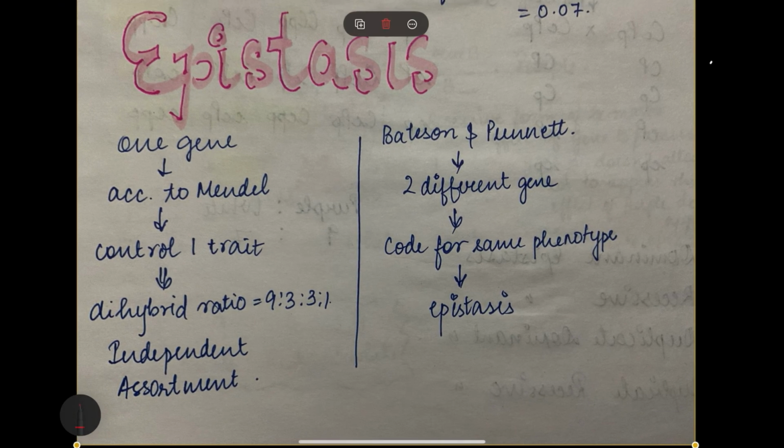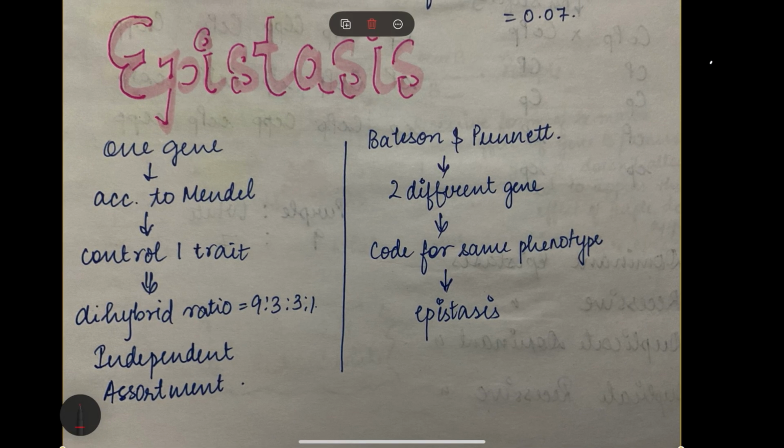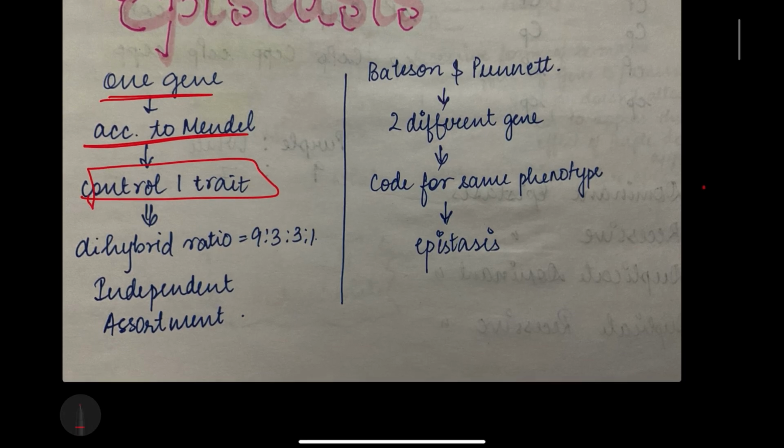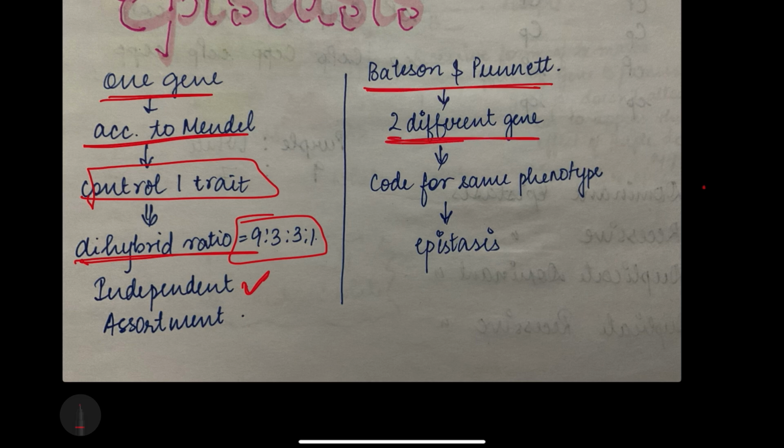Earlier, Mendel gave the concept that one gene controls only one trait, right? So when we got into dihybrid cross, it gave a ratio like 9:3:3:1, which showed independent assortment. But later on, when Bateson and Punnett did their research, they found that two different genes can sometimes code for the same phenotype, right?